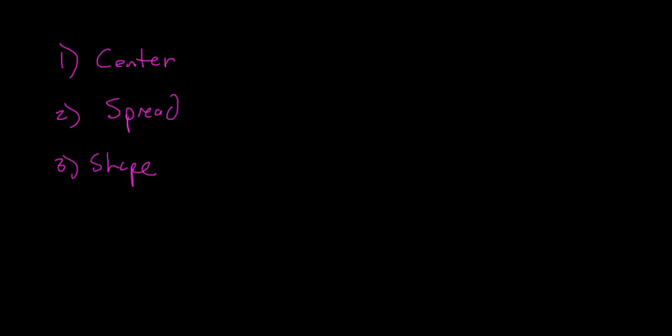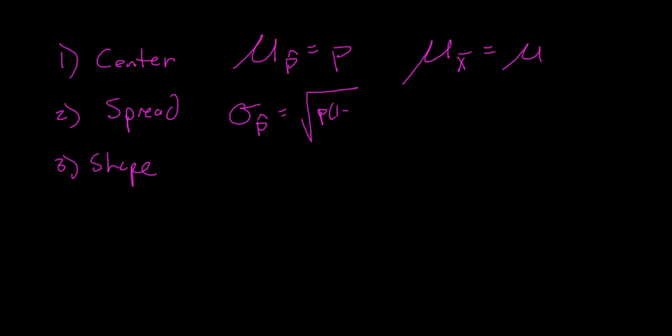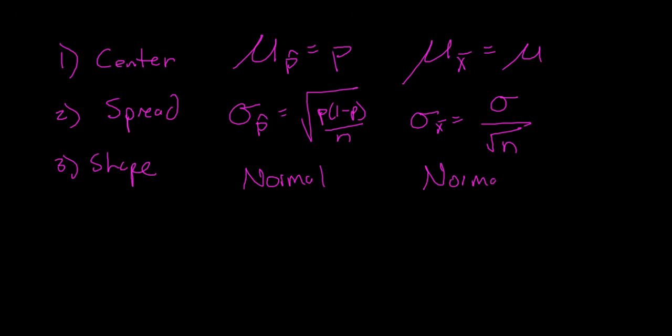Now, let me just briefly recap all these. So for proportions, the center of all samples is the truth. For means, the center of all samples is the true mean. For standard deviation, that's the spread. For proportions, it's the square root of p times 1 minus p divided by n. And for means, it's the standard deviation of the entire population, divided by the square root of your sample size. And the shape is always going to be normal, provided that we meet that third condition.